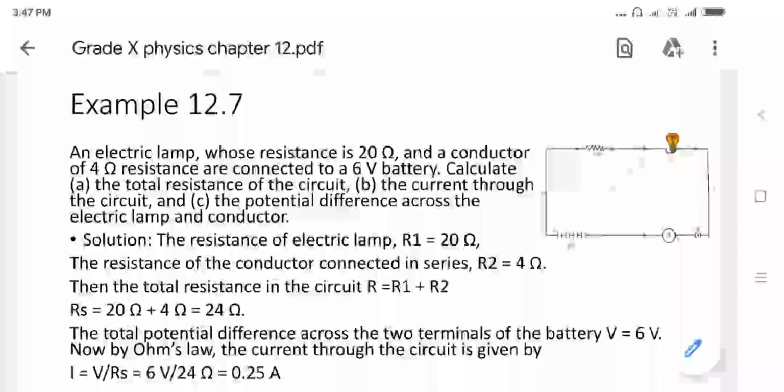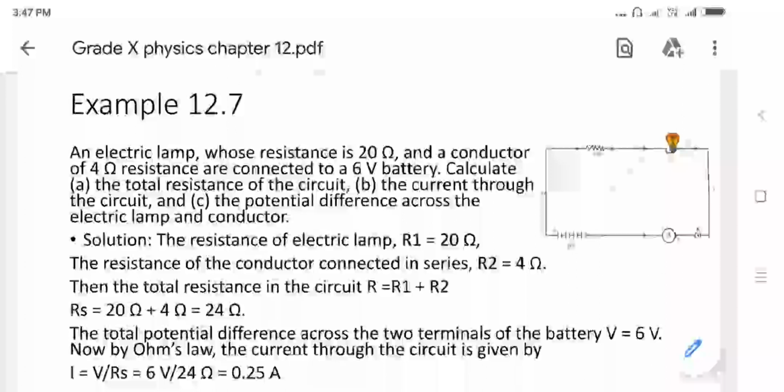First, the total resistance of the circuit. So how many resistances are given? One electric lamp whose resistance is 20 ohm, so one resistor we can consider as 20 ohm. Another resistor, the conductor, which is 4 ohm. So two resistors are connected in series, 4 ohm plus 20 ohm. According to the equivalent resistance of series connection, R equals R1 plus R2, 20 ohm plus 4 ohm. The total resistance would be 24 ohm.